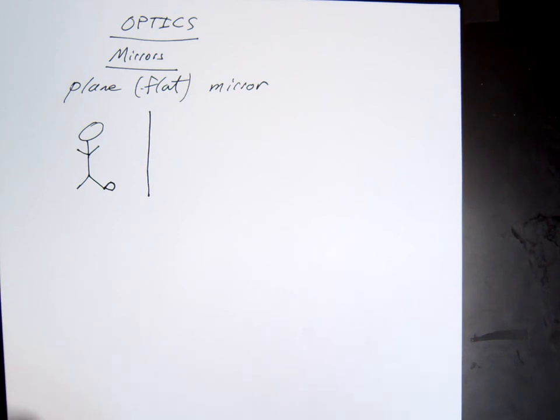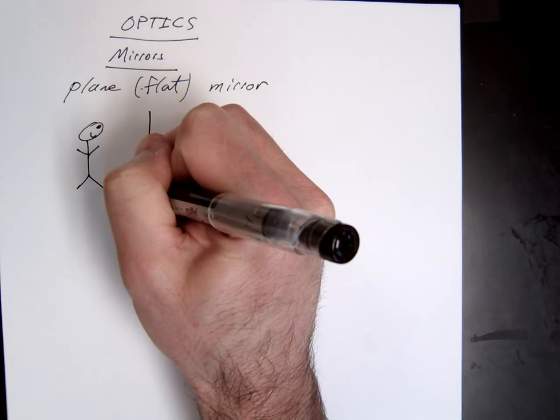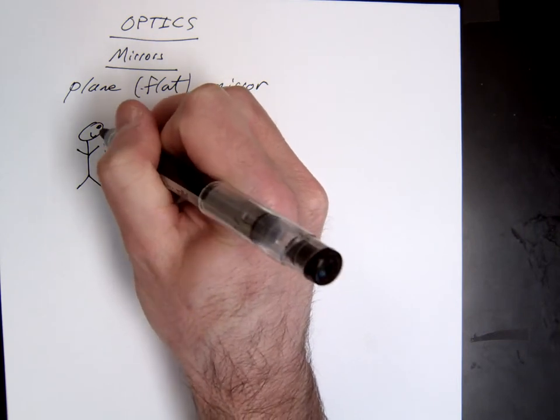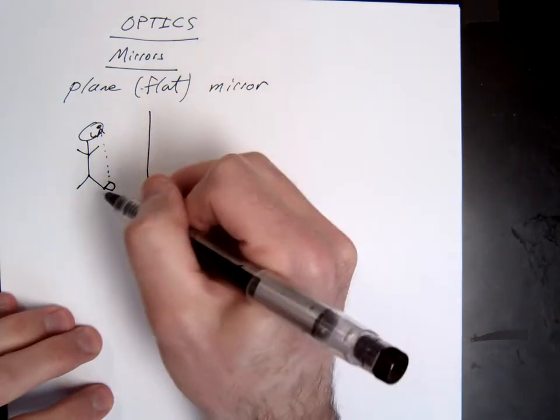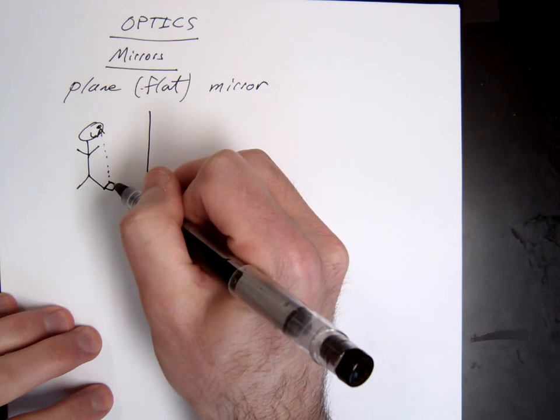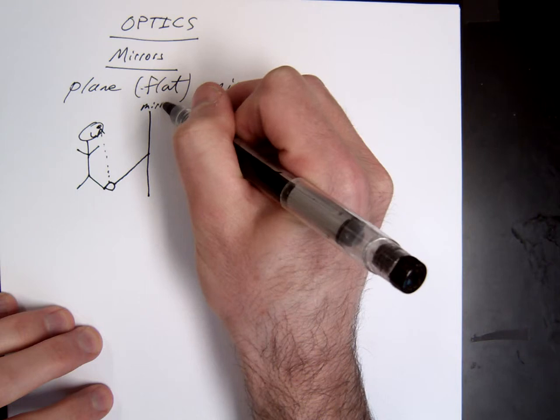Remember, to see anything, light has to bounce off that object, reflect off that object, and then go into your eyes. So one way you can look at your shoe is to look straight down, right? Light coming off your shoe can come straight into your eyes like this, and then you'd see your shoe. Or another way you could see your shoe is light could shine onto the shoe, reflect off the shoe, and hit the mirror. This is our mirror here.